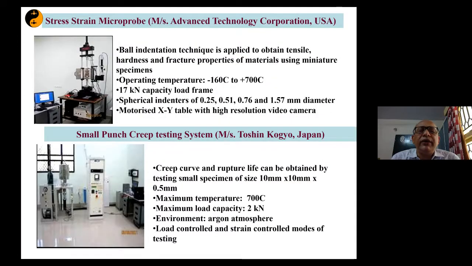On the engineering side, we have stress strain microprobe, which is available, and if the engineers are interested in using these facilities, they are welcome to write to us, and it will be made available to them. Like small punch creep testing system, creep testing, and stress strain microprobe. These are all in the engineering wing of the UGC DAE CSR Kalpakkam node.